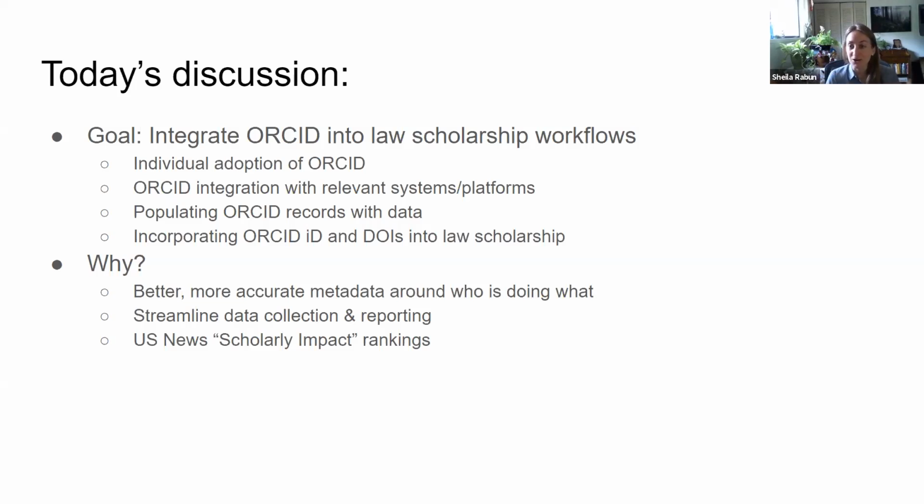Well, I've heard a lot about, for example, the law school rankings that go on and how US News is planning for a new scholarly impact ranking. So that is kind of a big motivator behind this. I know everybody has been working very hard to make sure that all of your law faculty's information around the works that they're putting out and their activities is up to date and accurate. So looking to these persistent identifiers to get better, more accurate metadata around basically who's doing what, and trying to find a solution for streamlining that data collection process and reporting process that many of you, I've heard, are going through and having to manually check and report.